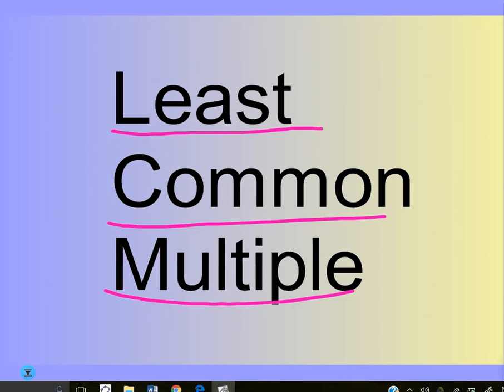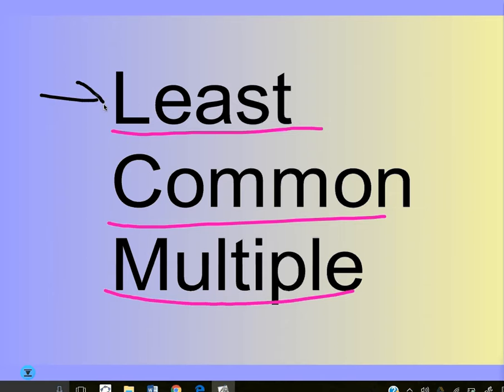The GCF will always be smaller than or equal to the smallest number in the set. For example, let's say we had 10, 20, and 40. Okay, I'm sorry, it can't be bigger than the smallest. So the GCF of that would be 10, right? The least common multiple will always be bigger than or equal to the biggest number. So the LCM is always bigger than the GCF, okay?